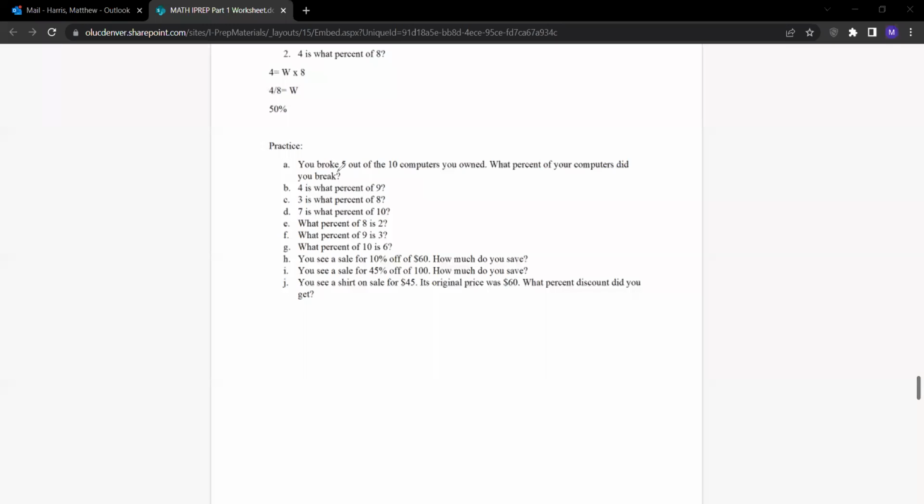So let's go ahead and try some examples. So you broke 5 out of the 10 computers you owned. So all we do here is go 5 over 10. 5 over 10 is equal to 50%. Cool. Well, 4 is what percent of 9? 4 over 9. So remember, you do your top number times 100. So 4 times 100 is equal to 400. Then divide by your denominator, which is 9. And what you'll get here is 44.4%.